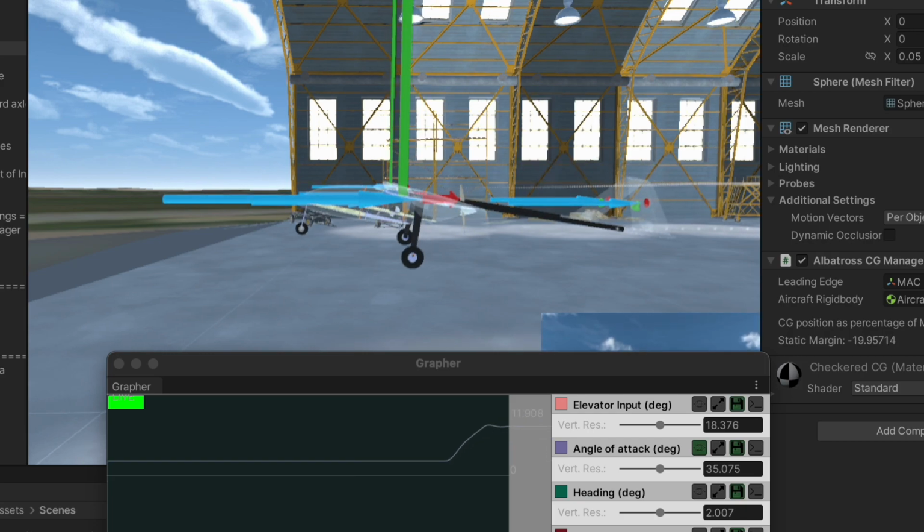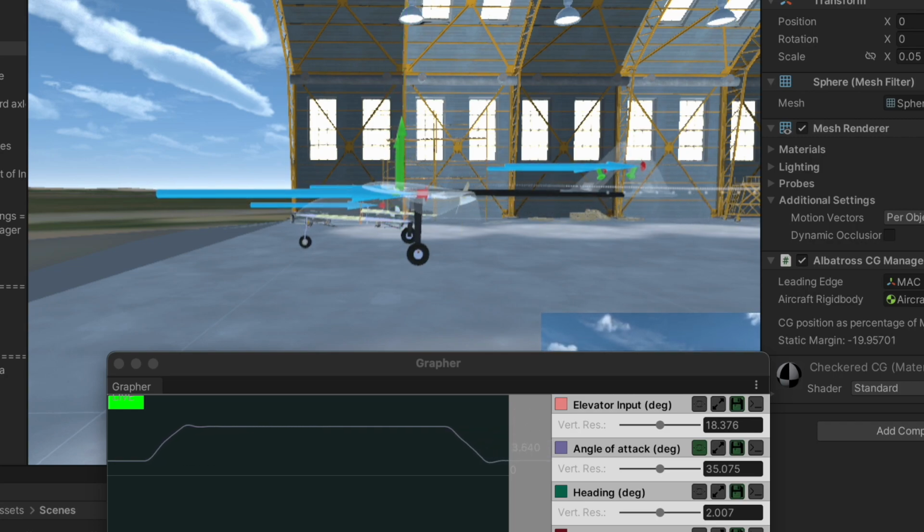On the other hand, a CG of 30% MAC with maximum elevator input leads to a maximum stable angle of attack of 12 degrees with a reasonable amount of elevator input. For this reason, the CG position for pitch control to be maintained is recommended at about 30 to 35% of the mean aerodynamic chord.